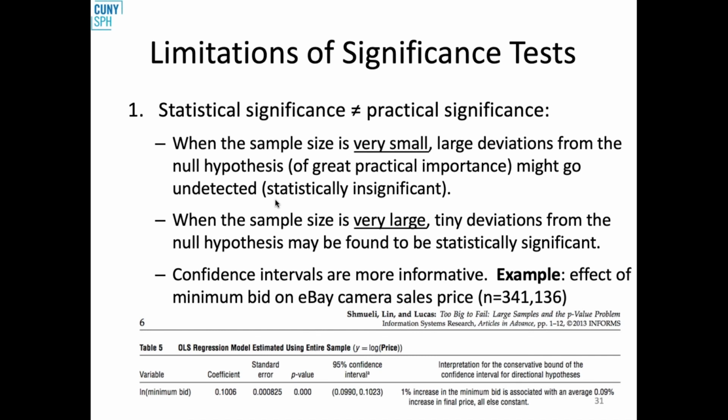But clinically, it has no significance. It doesn't mean anything, right? There's really no difference between a blood pressure of 89 and 90, right? It's not clinically significant.